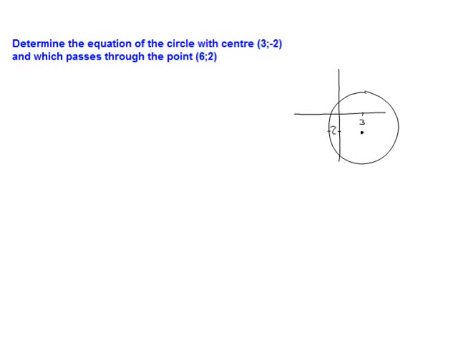But you also have a point somewhere on the circle, and that's at the point where x is 6 and y is 2. So let's say around there, the coordinate (6, 2) will lie over there.